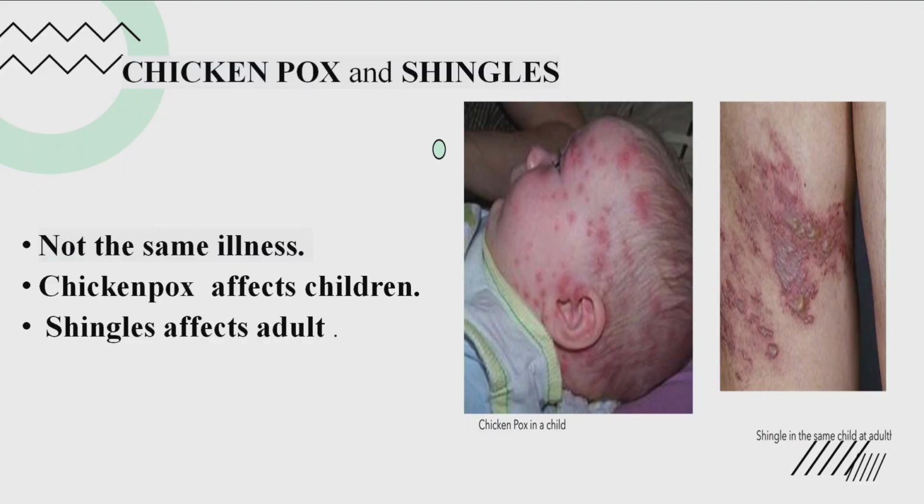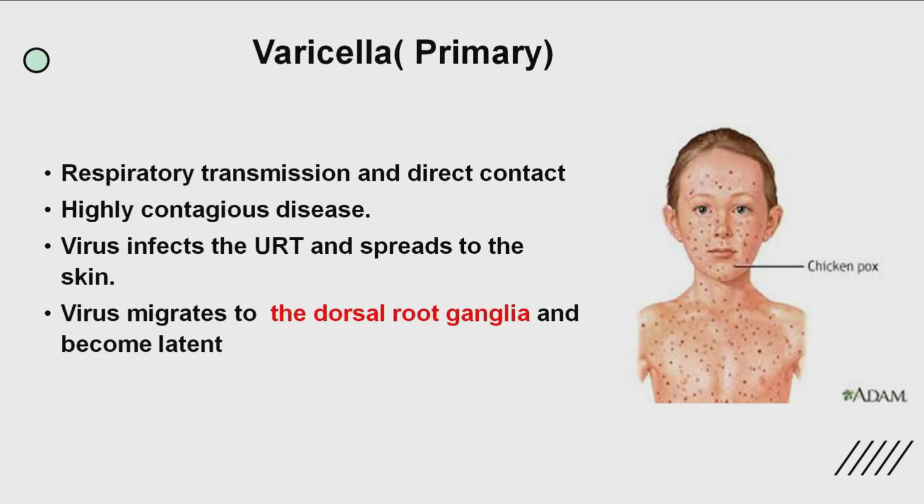Chickenpox and shingles are not the same. Chickenpox affects children, whereas shingles affects adults. You can see it from the picture on the right, a chickenpox in a child, and the same shingles in the same person as an adult. That's why I say one virus, two manifestations. They are the same virus. They belong to the herpes virus family, but they cause different clinical manifestations.